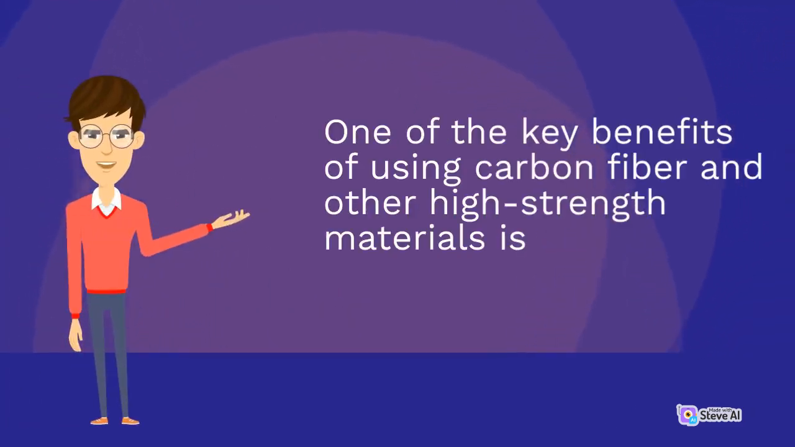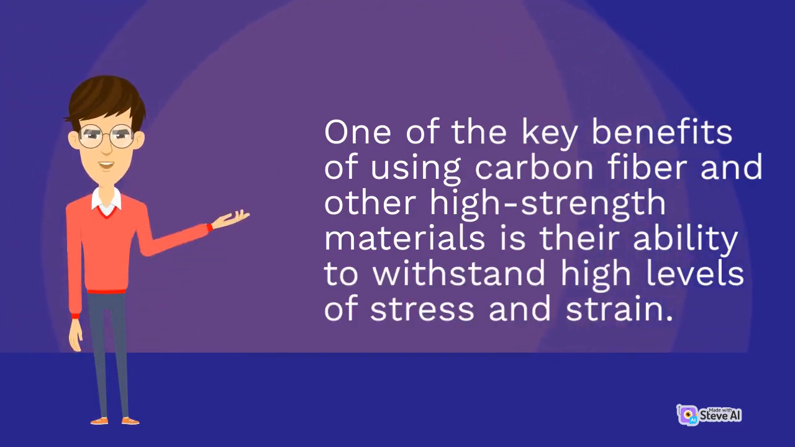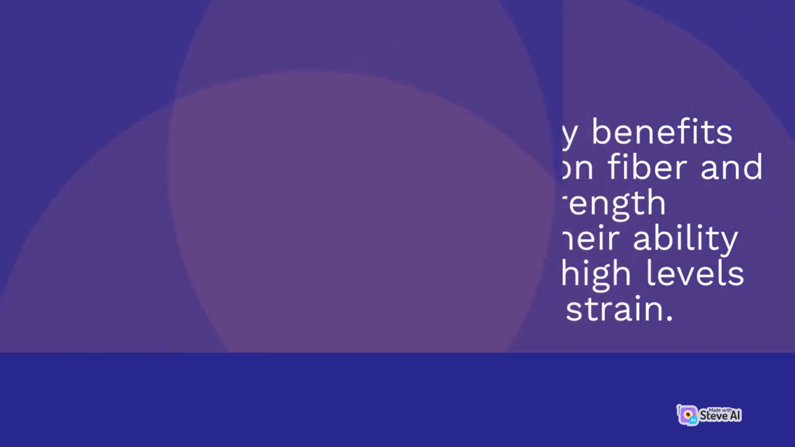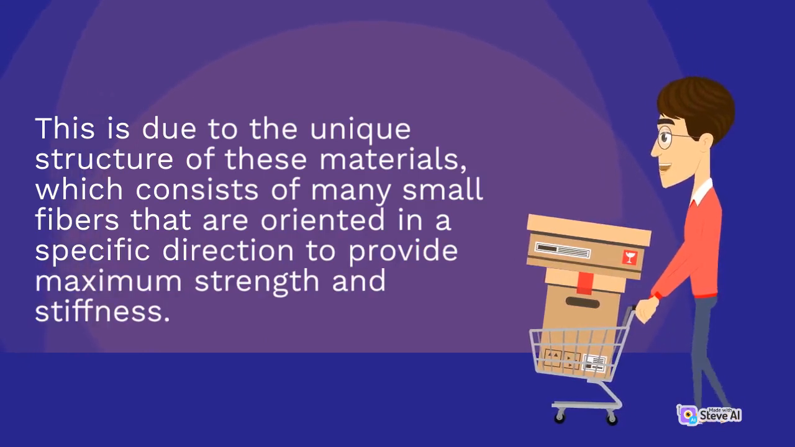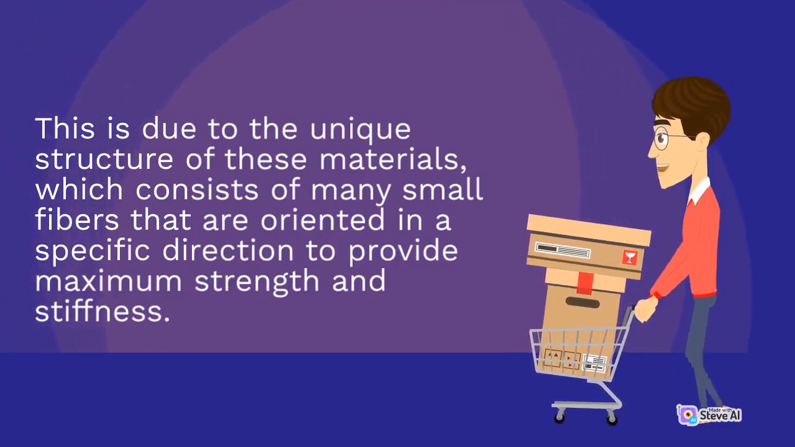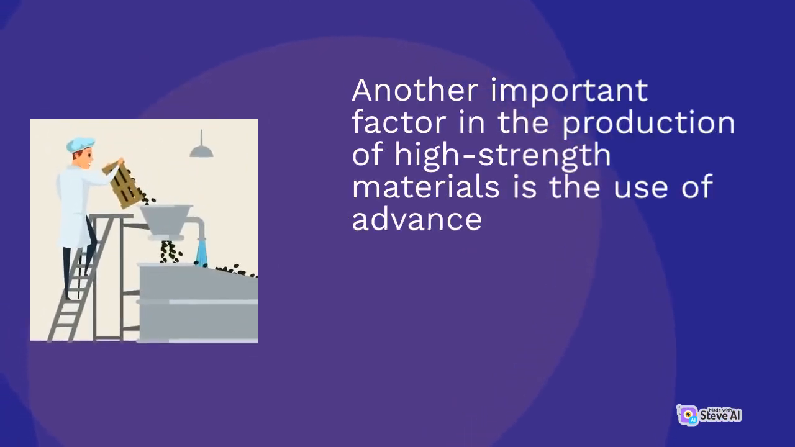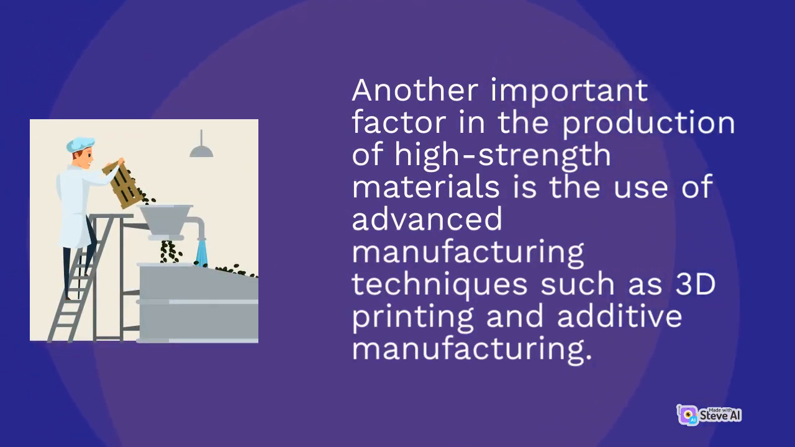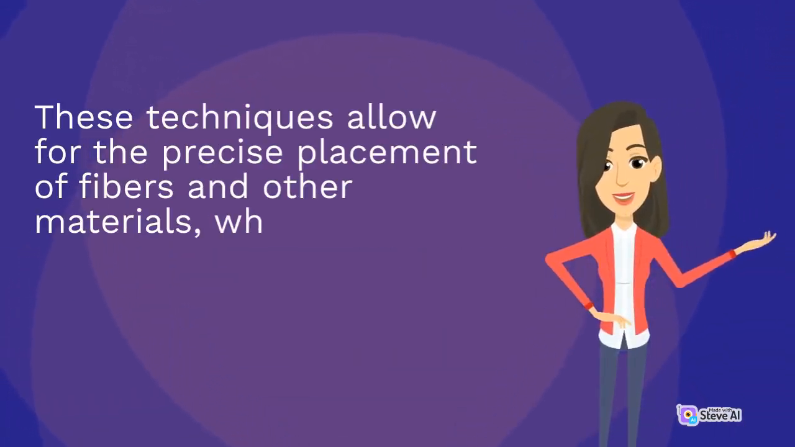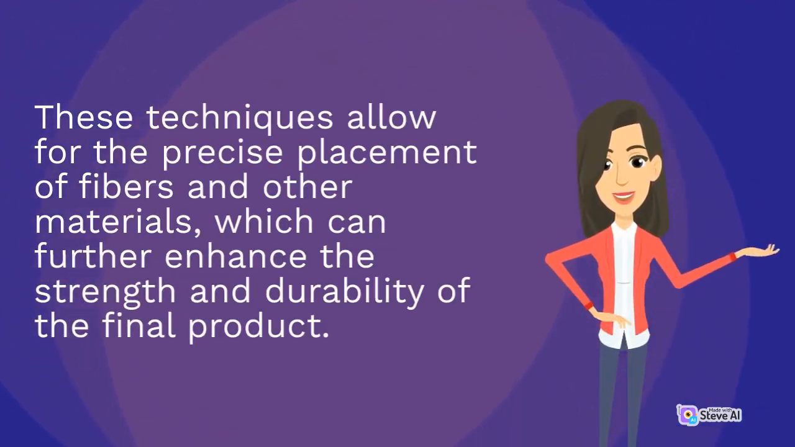One of the key benefits of using carbon fiber and other high-strength materials is their ability to withstand high levels of stress and strain. This is due to the unique structure of these materials, which consists of many small fibers that are oriented in a specific direction to provide maximum strength and stiffness. Another important factor in the production of high-strength materials is the use of advanced manufacturing techniques such as 3D printing and additive manufacturing. These techniques allow for the precise placement of fibers and other materials, which can further enhance the strength and durability of the final product.